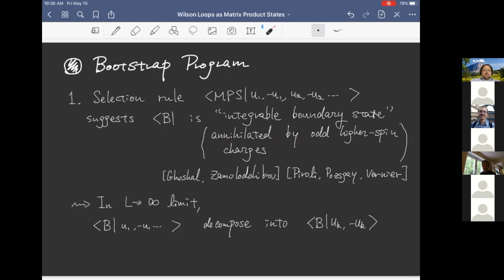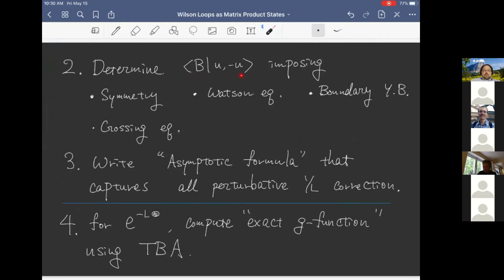But basically, from these works, it's very likely that once you see this selection rule, this should be an integrable boundary state. And the nice thing about an integrable boundary state is that if you take the limit where the spin chain is very large, or the operator is very large, then we expect this decomposes into the two-particle overlap. So now the question boils down to determining this two-particle overlap. And you can do so by imposing various consistency conditions: symmetry, Watson equation, boundary Yang-Baxter equation, crossing equation. And once you do that, you can write an asymptotic formula that captures all the perturbative 1 over L corrections. After that, if you also want to understand the non-perturbative corrections, non-perturbative in the length of the operator, then you can use the so-called exact g function using TBA, the thermodynamic Bethe ansatz. But I'm not going to talk about this part today.